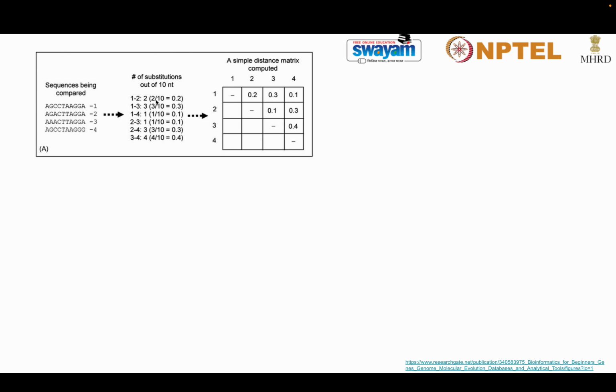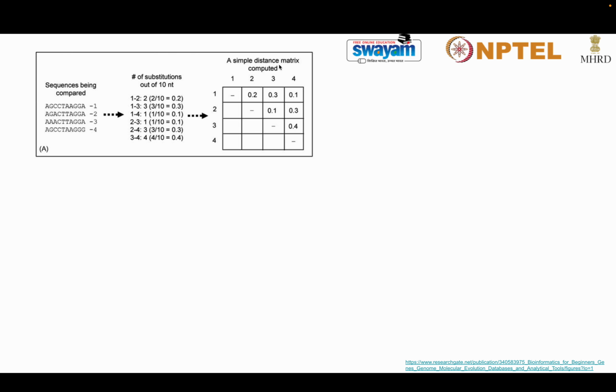Now we'll look for the fraction of these substitutions. For that, we'll divide this number by the length, which is 10 nucleotides. So we'll get the fraction as 0.2. Similarly, we'll calculate this fraction for all the pairs, and by looking at this, we'll make a distance matrix. Distance means the number of substitutions, so this fraction now denotes the distance between the two sequences. If you look carefully, when the number of substitutions is greater, this fraction is also higher. If the number of substitutions is less, then this number is also less.